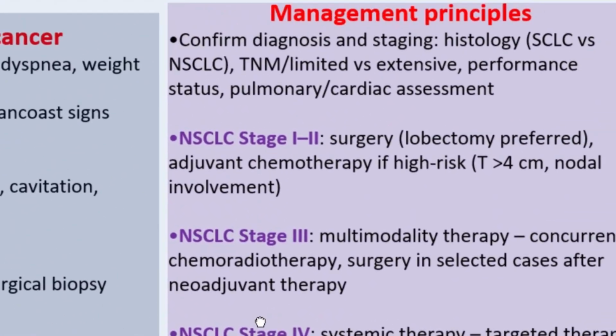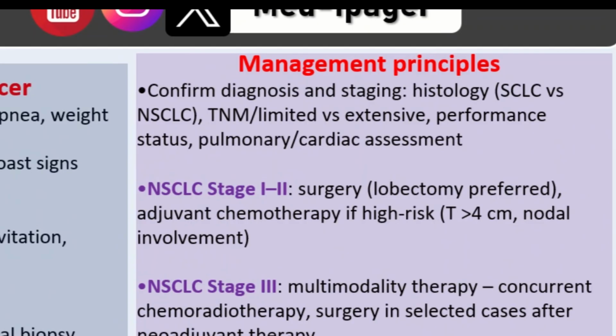Then when you go to the last part of this video, that is the management principles. We want to confirm the diagnosis and staging. We want to do a histology where we differentiate our small cell lung cancer from the non-small cell lung cancer. Then if we have non-small cell lung cancer, that is, if it's in stage 1 and 2, we may do surgery, and the lobectomy is preferred. And then adjuvant chemotherapy if there is high risk.